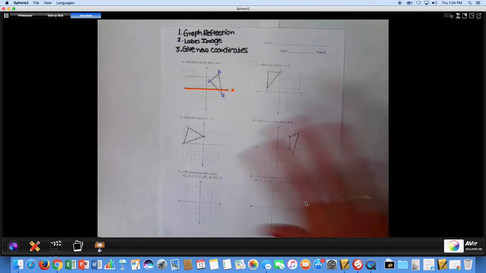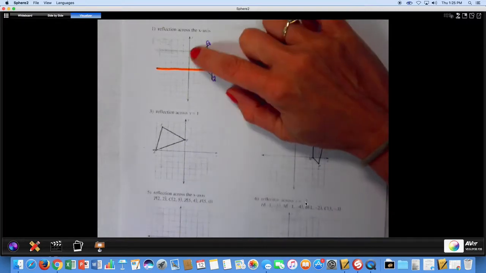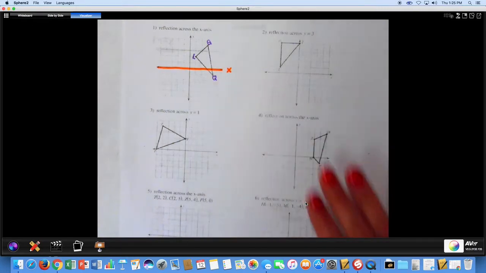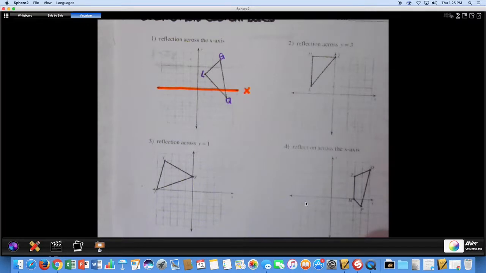And then hopefully that'll be enough to get you through the rest of the worksheet. So I'm going to zoom us in. I have already put these in purple, and I've already highlighted our x-axis so that you can see it a little bit better. So my first one says reflection across the x-axis, which is why I highlighted that x-axis in orange. We're going to use that as our reflection line.